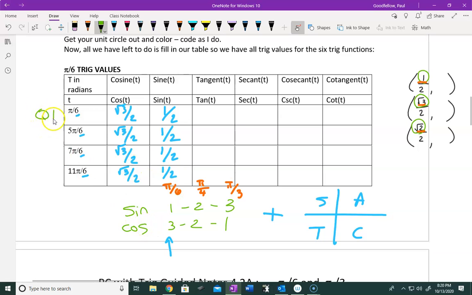Well, in the first quadrant, everything is positive. Those are positive. In the second quadrant, only sine is positive, so cosine would be negative. In the third quadrant, only tangent is positive, so these would both be negative. And then last but not least, in the fourth quadrant, cosine is the only one positive, and sine would be negative. So you can use ASTC to help you come up with the signs, okay?